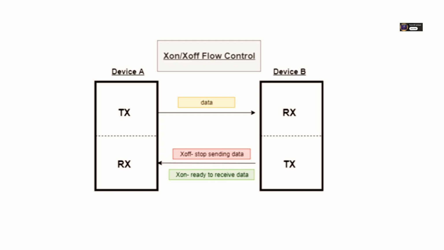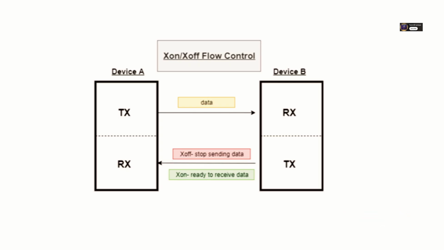Once the receiver has processed some data and has space again, it sends an XON character, transmit on, often 0x11, telling the sender it's okay to resume. So it uses the data channel itself. When would you choose one over the other? When is flow control actually needed?